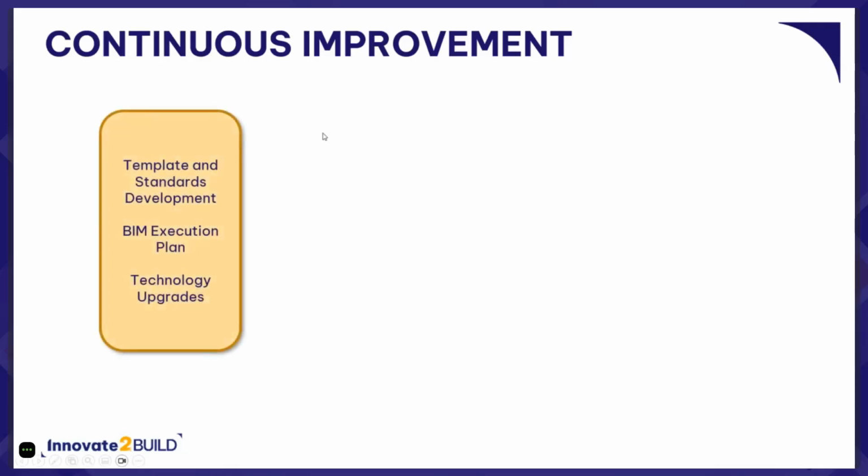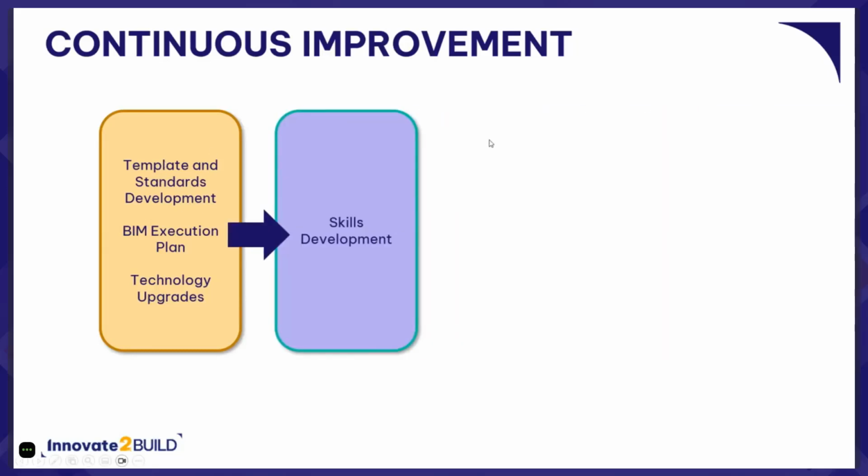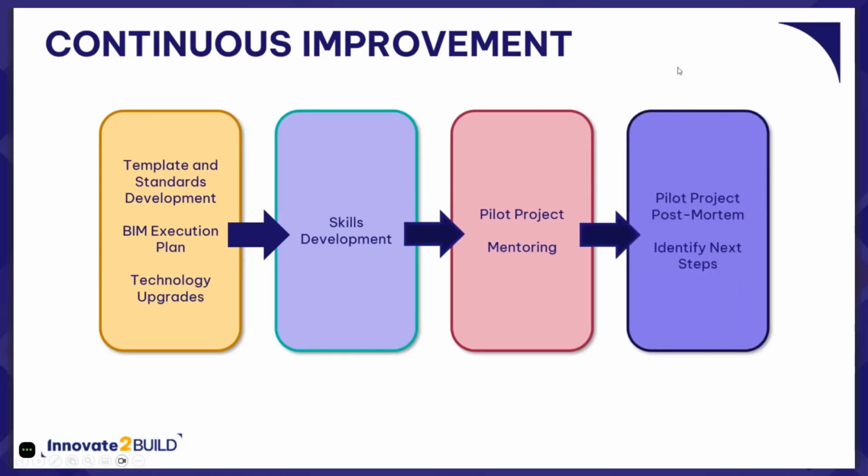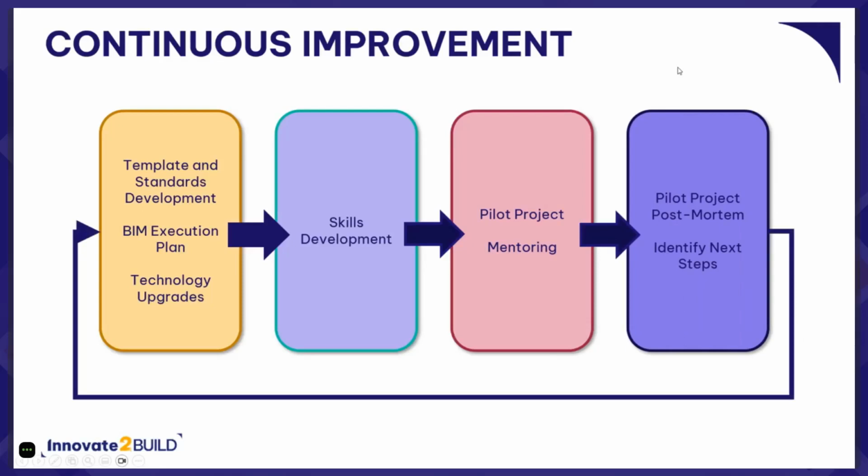But the way it works is, again, your initial implementation, the template standards development, the BIM execution plan, technology upgrades, your skills development. You finish all of this, the pilot project, mentoring, then do a postmortem. So after the first couple of projects, then come back and do a postmortem. Okay, what is working well? What is maybe not working so well that we can improve? And is there anything that we aren't taking advantage of now that would give us additional benefits down the road if we started to implement that? And then you start the process over.